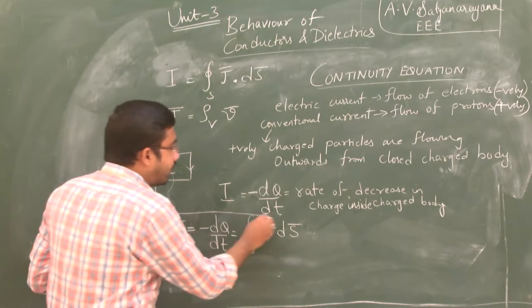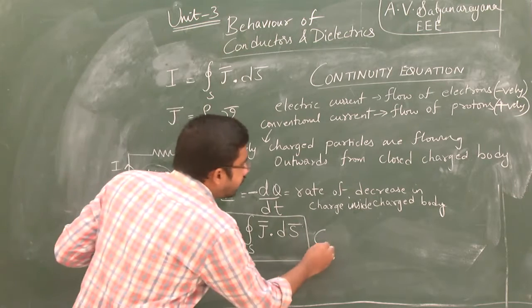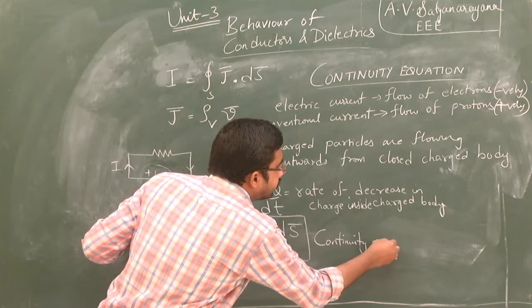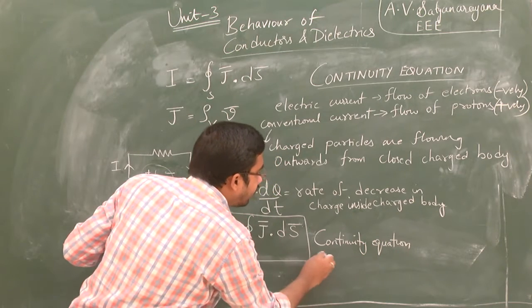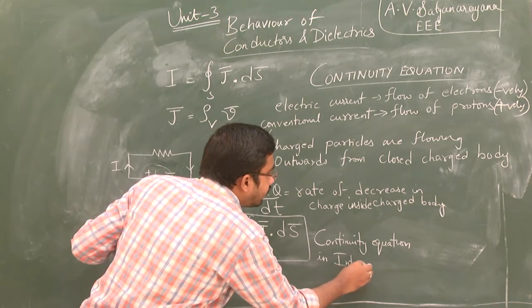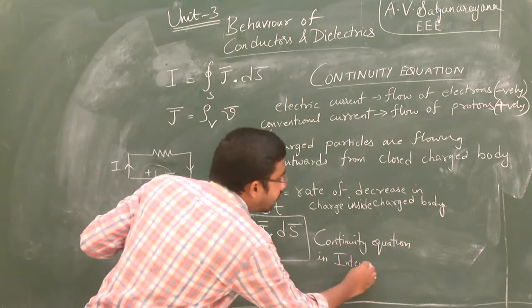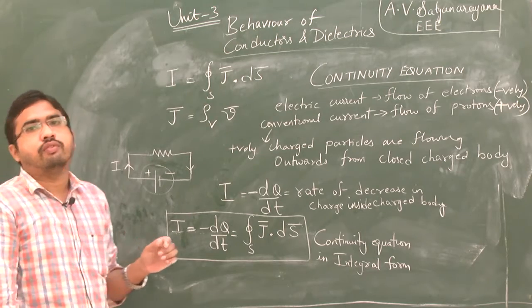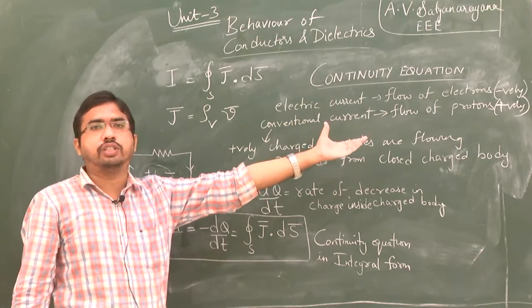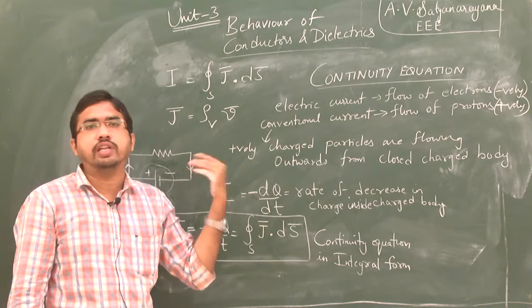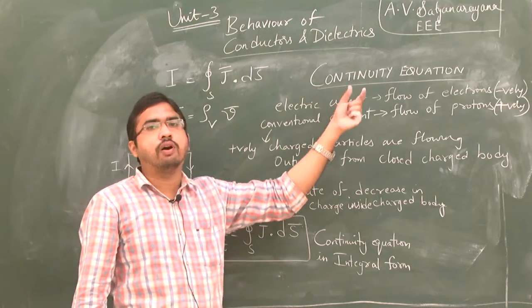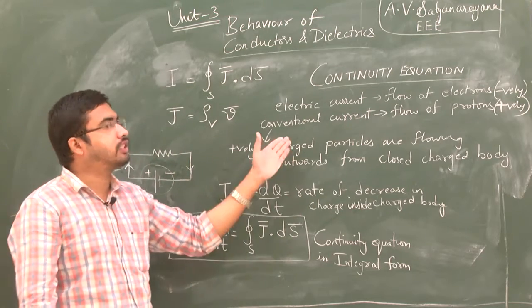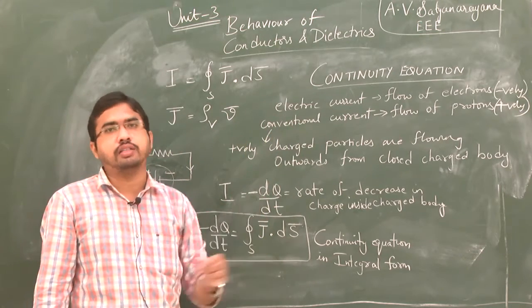This equation is called as continuity equation. This equation is the continuity equation in integral form. Okay, so here first, during the derivation of continuity equation, we need to know what is meant by conventional current. The actual current is the flow of negatively charged particles, that is electrons. But for our convenience, we are taking conventional current, that means the flow of positively charged particles.